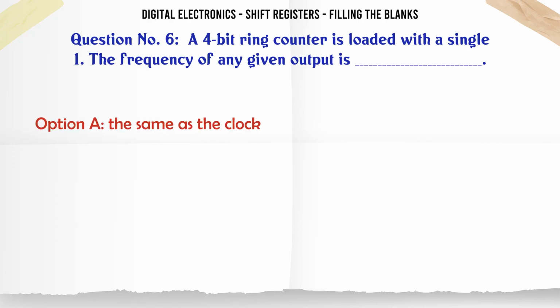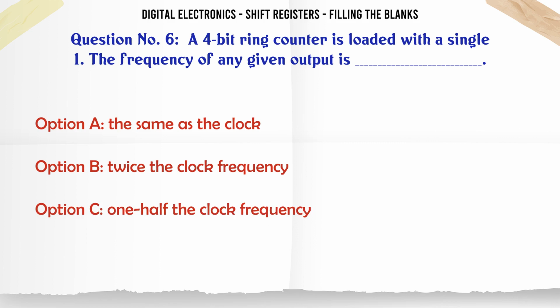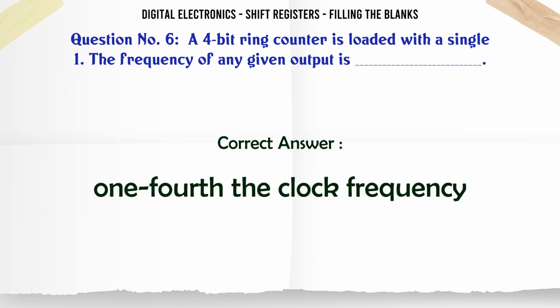A 4-bit ring counter is loaded with a single 1. The frequency of any given output is: A. The same as the clock. B. Twice the clock frequency. C. 1/2 the clock frequency. D. 1/4 the clock frequency. The correct answer is 1/4 the clock frequency.